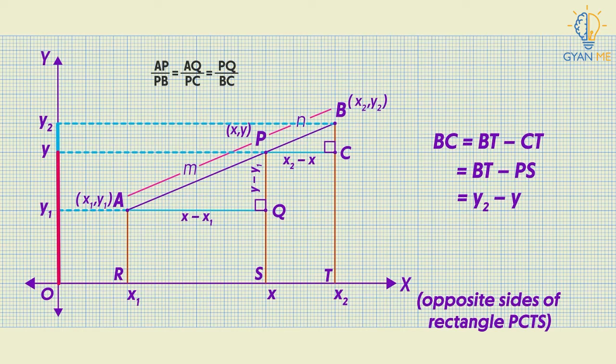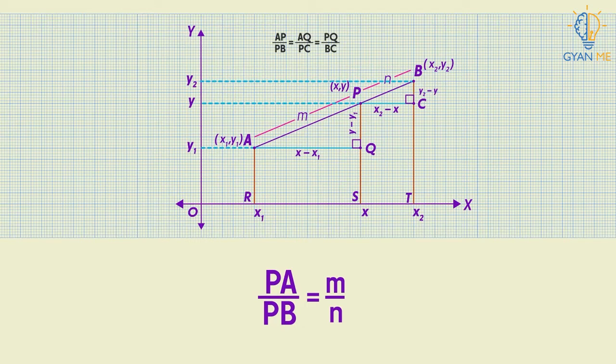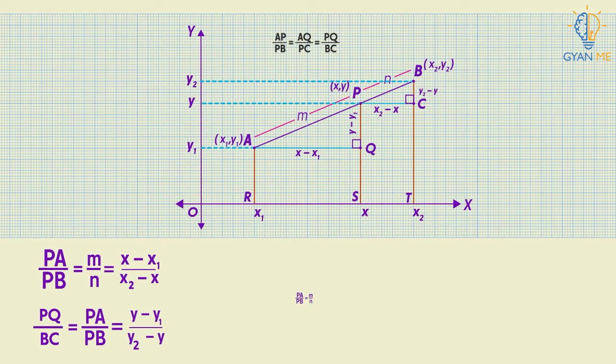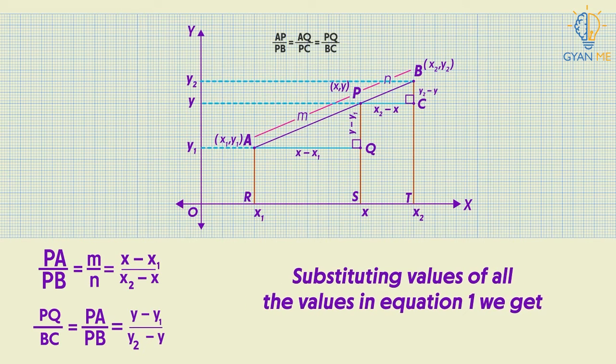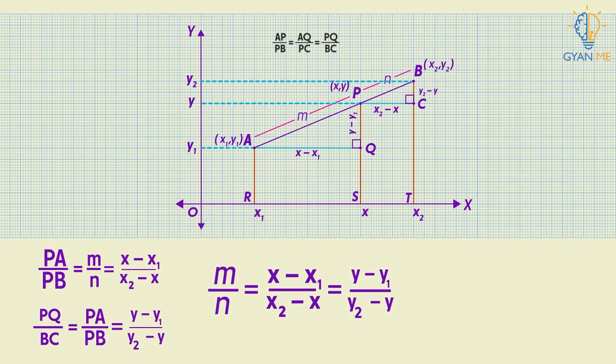Now we know that PA upon PB is equal to m upon n. And substituting all the values in equation 1, we get m upon n is equal to (x minus x1) upon (x2 minus x), which is also equal to (y minus y1) upon (y2 minus y).